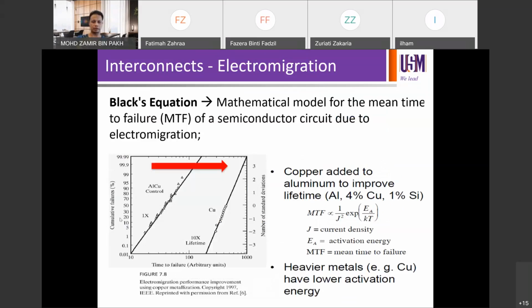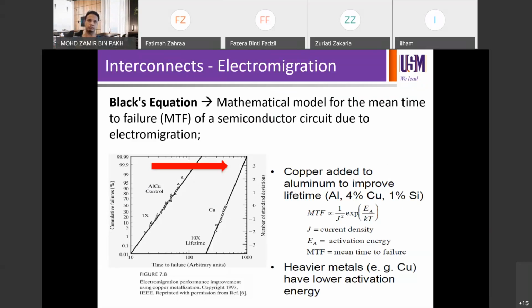So that's electromigration. This electromigration problem can be modeled by Black's equation. This is the one that I added on the slide. If you compare to the previous slide, it's already uploaded on Elon. So it's called Black's equation. Essentially it's a mathematical model for the mean time to failure, or we call it MTF, or you can also find references which say MTTF, mean time to failure, of a semiconductor circuit due to the electromigration problem. So essentially it means how long you need before your wire fails, for example, right? Before your semiconductor fails, because your semiconductor relies on the interconnection as well.